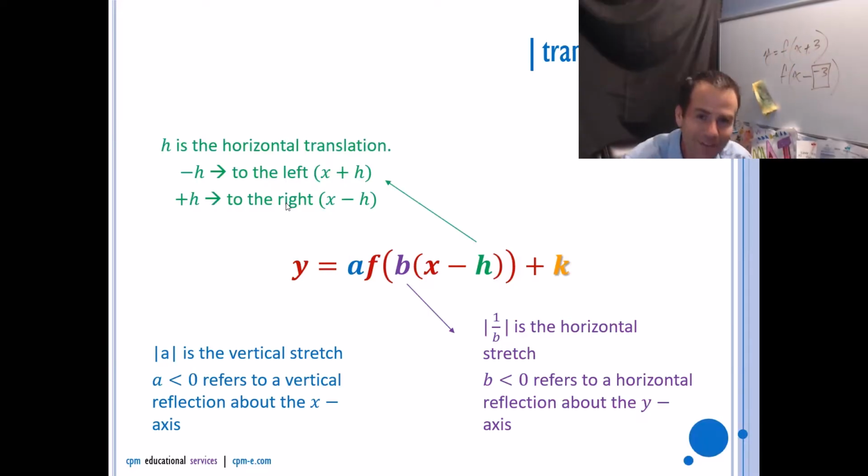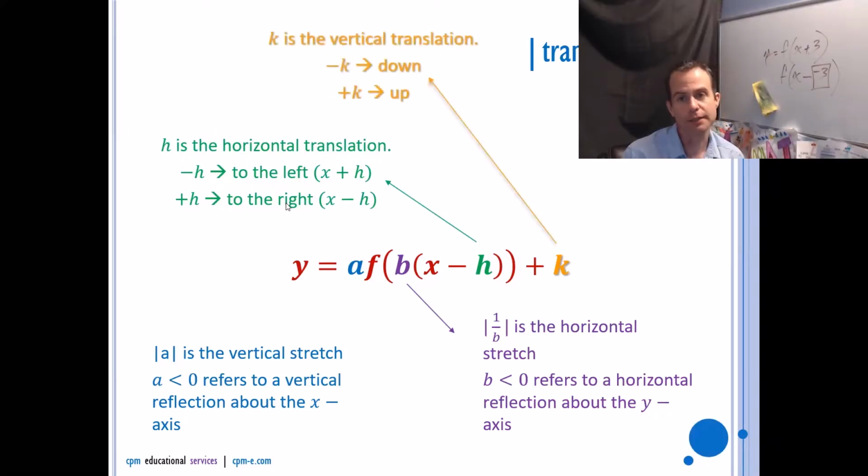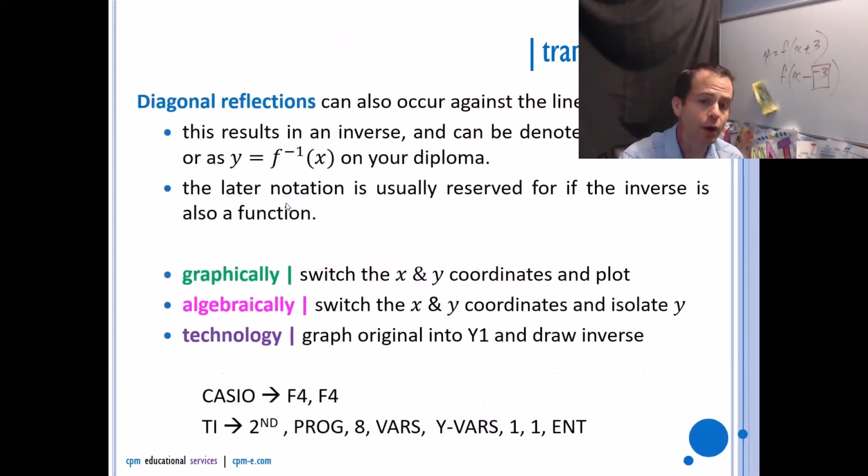So if h is negative, I'm heading to the left. And if h is positive, I'm heading to the right. And then k would be my vertical translation. And if k is positive, I'm heading up. And if k is negative, I'm heading down. Okay? All right, then we also dealt with diagonal reflections.